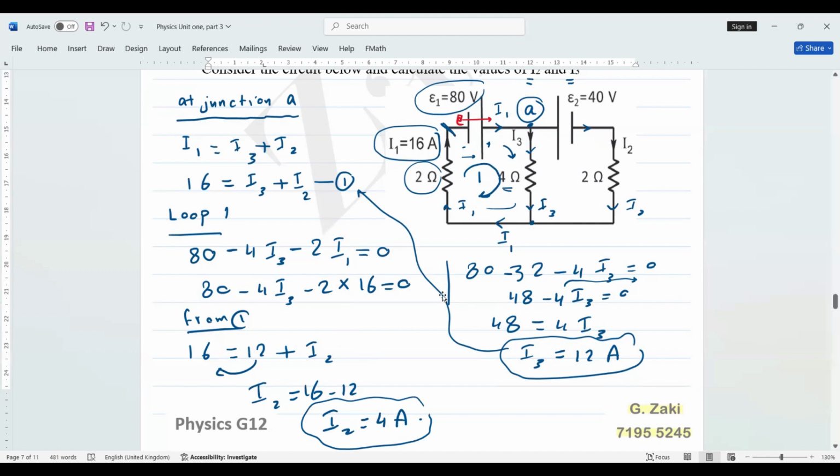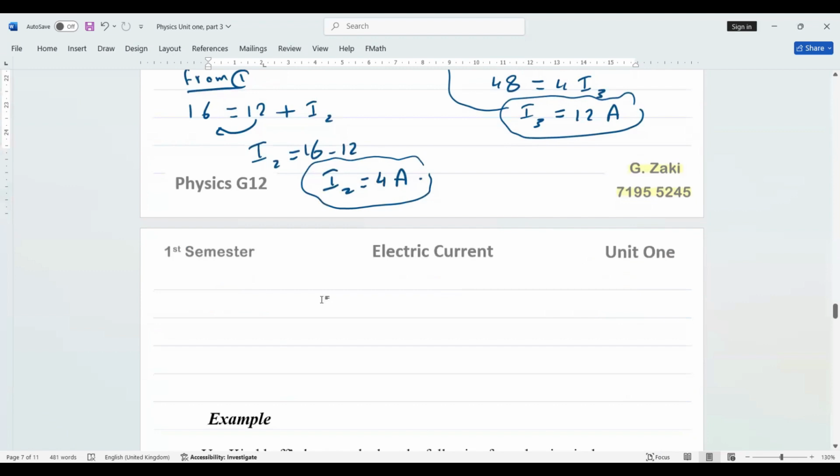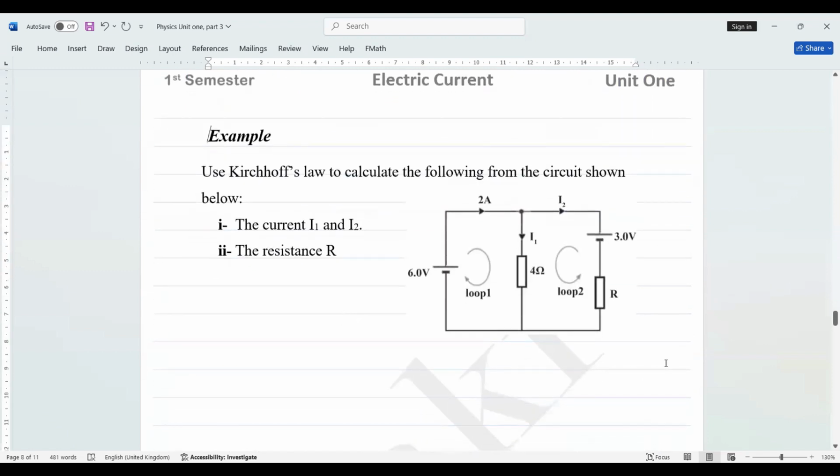Okay, next example. Let us see this example. Try to solve part I. Try to solve part I alone, and then I help you. But try first. Okay, let us think together about this. Of course, we start with Kirchhoff first. He said calculate I1 and I2. Now, at junction A. So this is the way of solution.